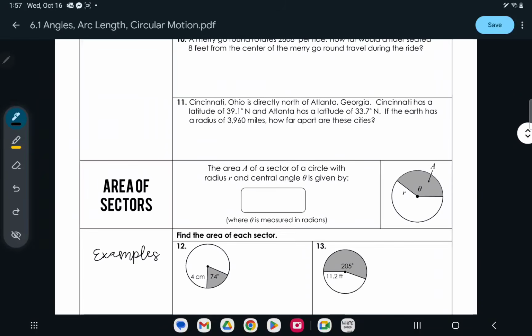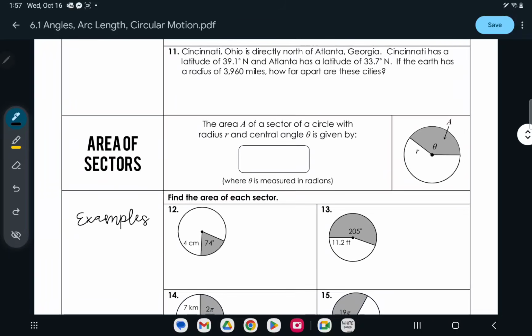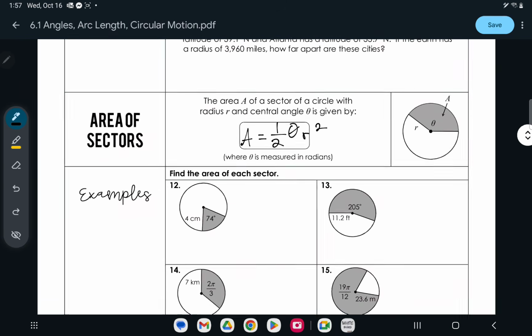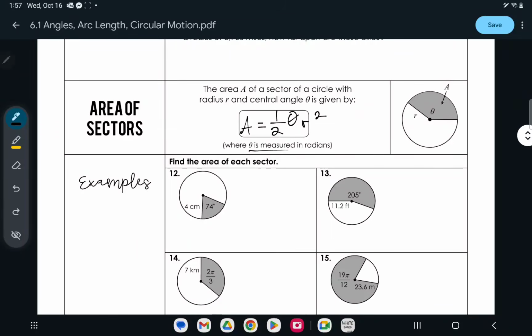All right. We can also find the area of the section. So we can find the arc length, and now we can find the area. So the area is 1/2 theta r squared. Okay, my thetas are just going to be a 0 with a slash. And theta is still in radians. So I'm going to convert that 74 into radians.